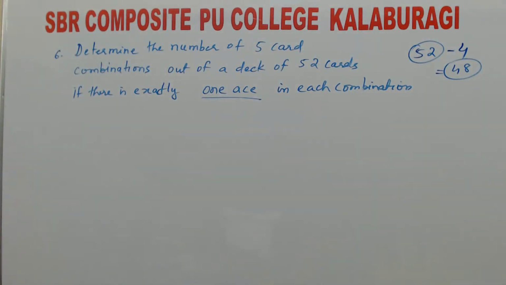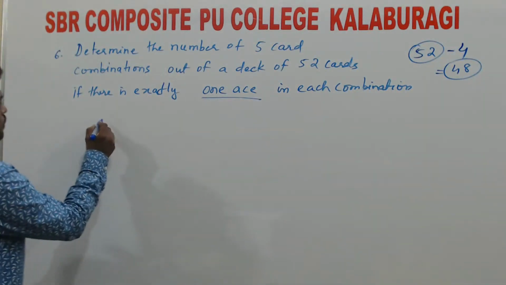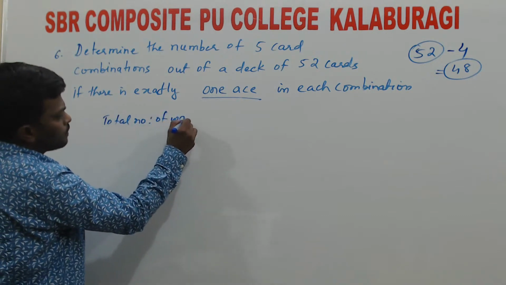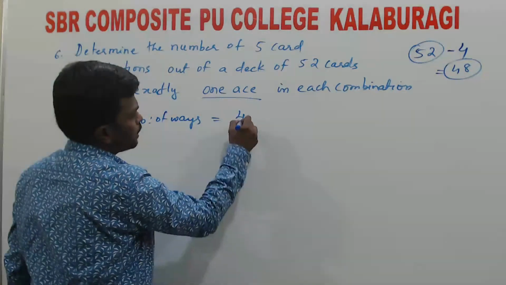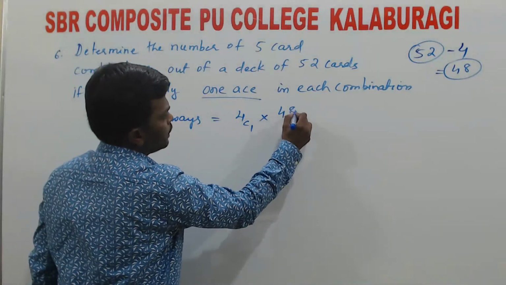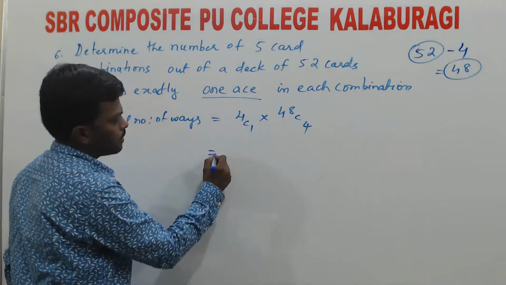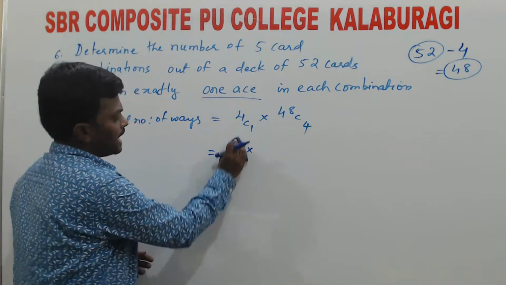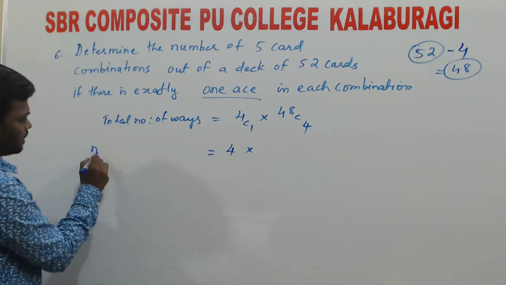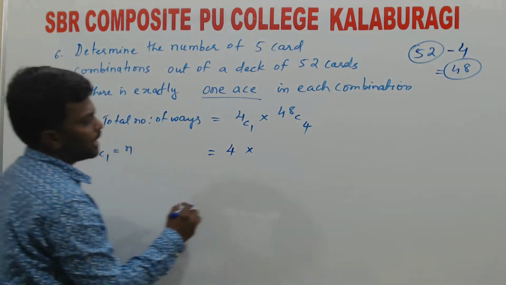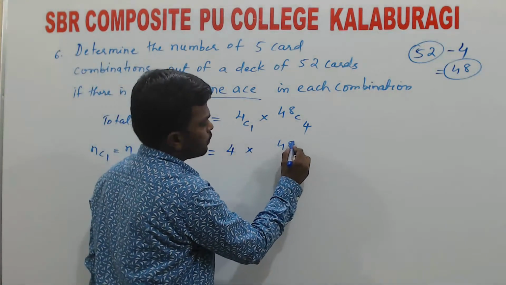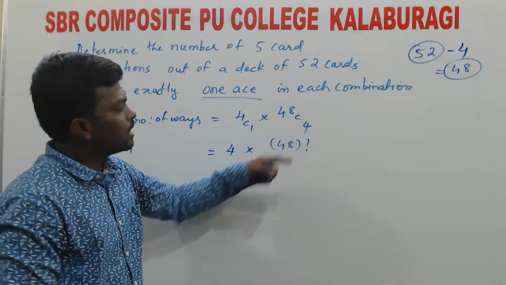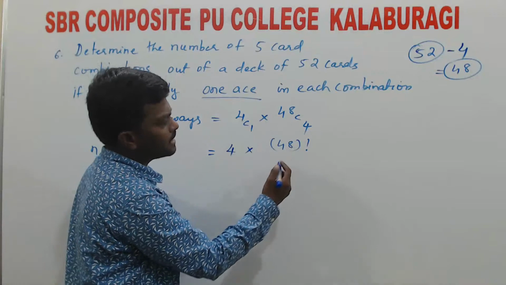So the total number of ways is equal to 4C1 into 48C4. Now 4C1 is 4 students, because of the property NC1 is equal to N. So for 48C4, if you apply the factorial formula here, it won't help with NC(N minus R).